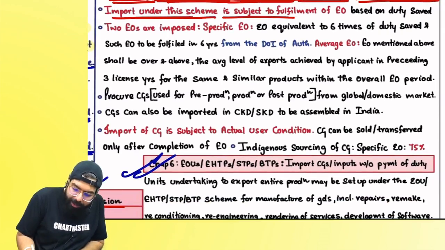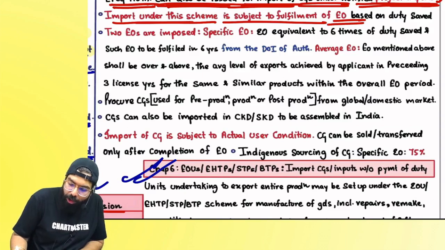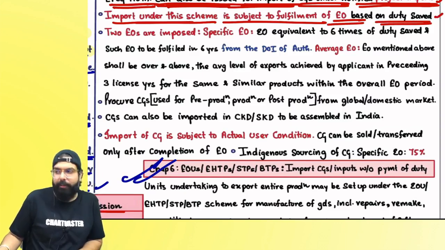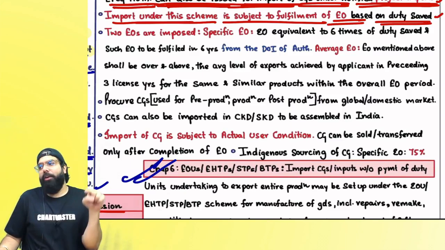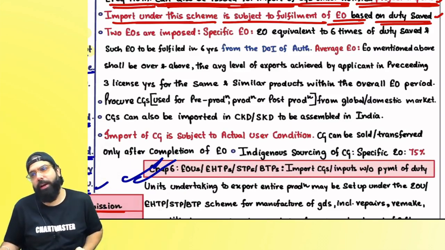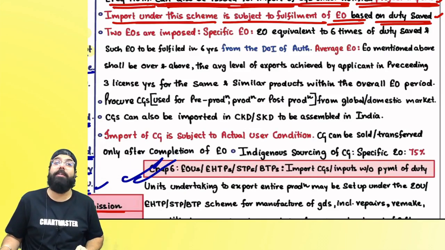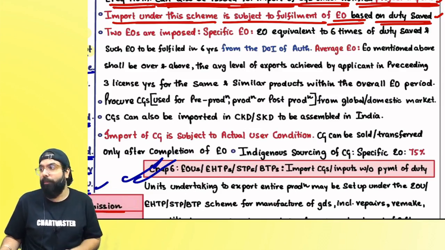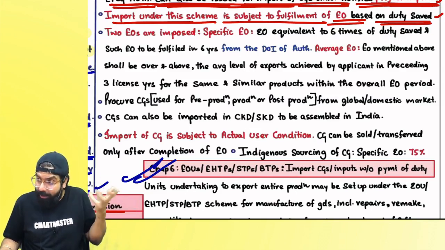Imports under this scheme is subject to fulfillment of export obligation based on the duty. Same. You save 10 crore ka duty, 10 crore into 6 times, 60 crore you have to go ahead and get. Export obligation is how much? How much export you have to do? 60 crore. That is the incremental.